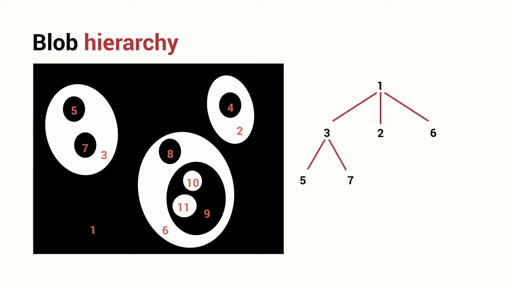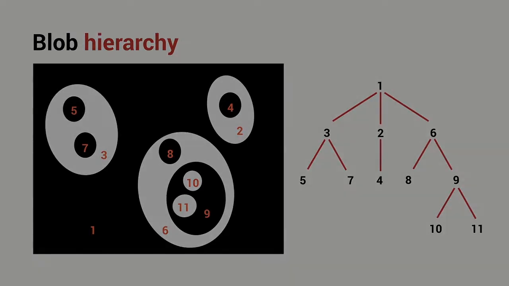Now, object number 3 has got 2 holes in it, and we can consider these holes as children of blob number 3. So we're building up a bit of a family tree here. 1 is the background, it's got children 3, 2, and 6. 3 has got children 5 and 7. 2 has got 1 child, which is blob number 4. And blob 6 has got 2 children, 8 and 9. Now, 9 is a bit more complicated. It's a hole, but within that hole are 2 white objects, regions 10 and 11. So we can build up a family tree of objects, a blob hierarchy.